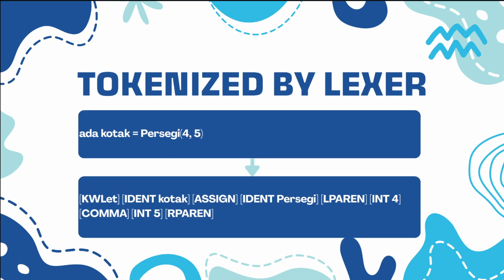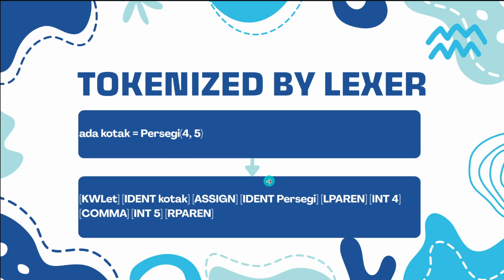Okay, let's first discuss lexing. Now, this is very straightforward. It basically just reads the code character by character and turns it into a list of tokens. For example, I have this line of code: ada kotak equals to persegi 4, 5.